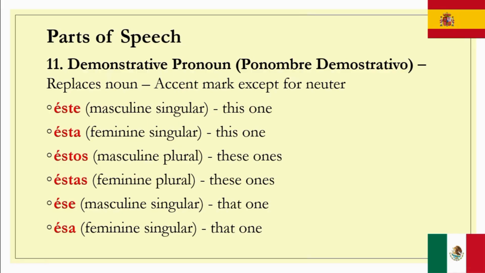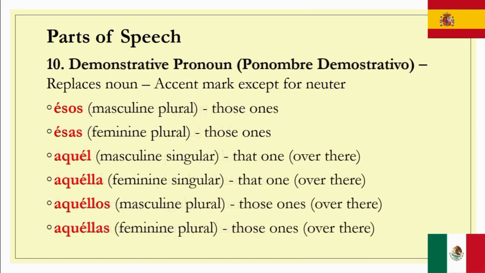So this one, masculine singular: este. This one, feminine singular: esta. This one, masculine plural: estos. This one, feminine plural: estas. That one, masculine singular: ese. That one, feminine singular: esa. Entonces, those ones, masculine plural: esos. Those ones, feminine plural: esas.